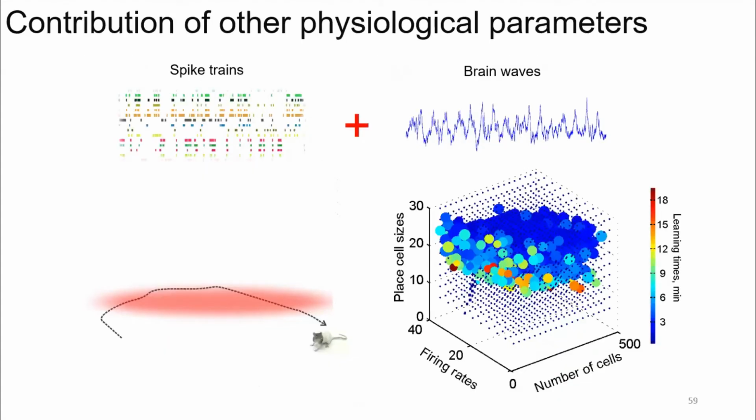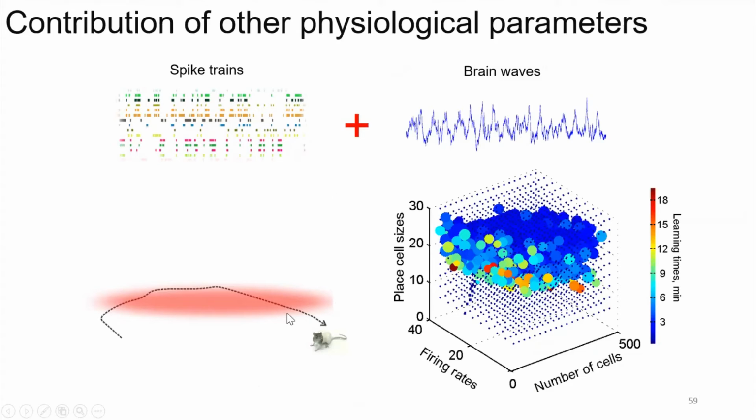Now, with this model, I would like to take it down several steps. We can actually study the effect of a set of different physiological parameters and physiological phenomena. For example, what I mentioned before was that place cells fire in specific domains in space, in the place fields.